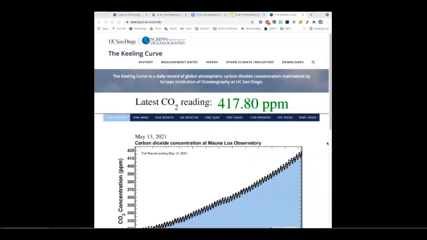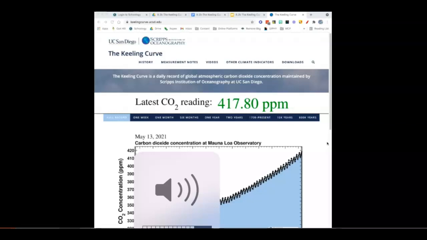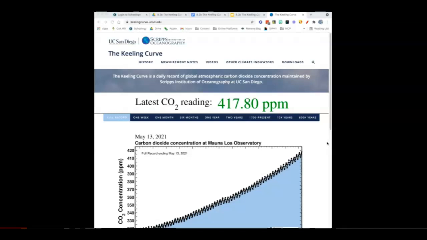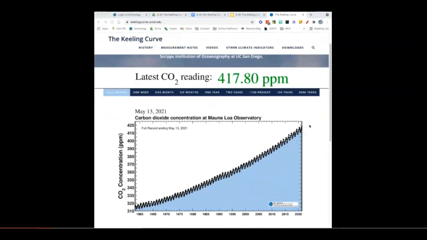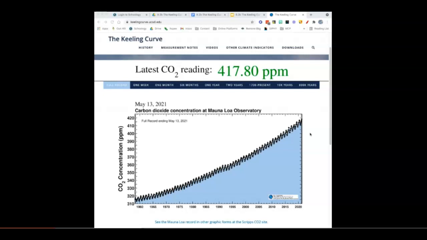So for this part of the lesson, we are considering what we know about the concentration of carbon dioxide in the atmosphere and how it has changed over time, which brings us to the Keeling Curve. This is a very famous data set of carbon dioxide concentrations in the atmosphere, and this website is maintained by UC San Diego. And it updates daily.